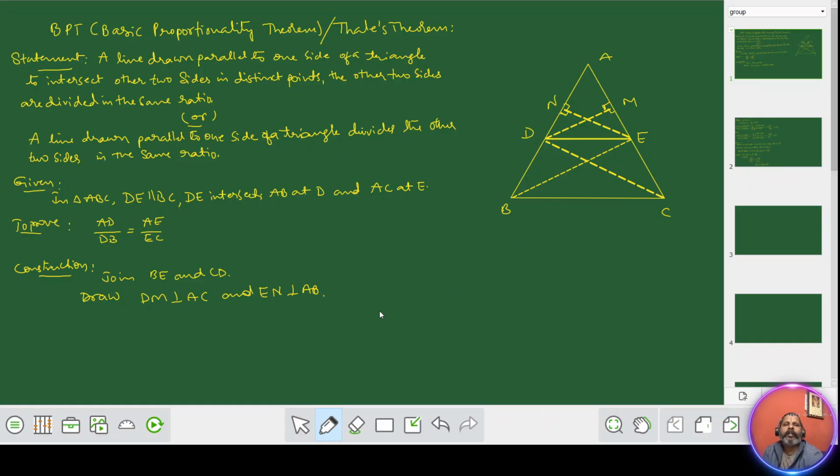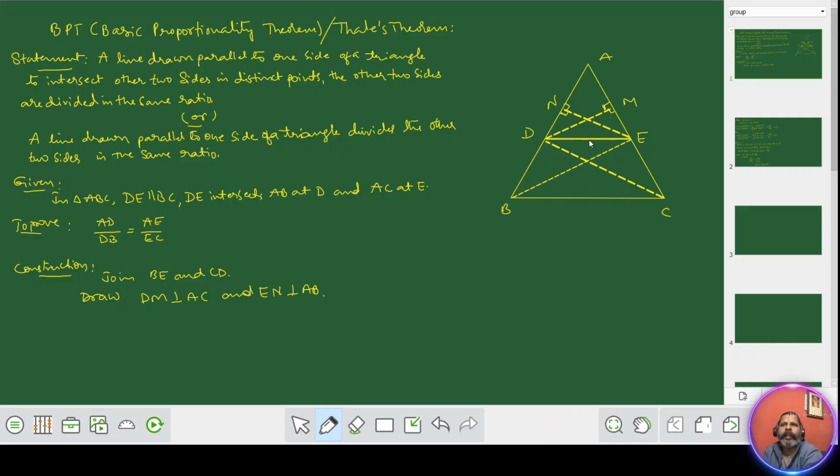Then the next part of the theorem is the construction. This construction may be optional in some theorems, but here it is required. The construction we want here is: we join BE and DC. That means, for the line drawn parallel to BC, we join the vertices D to C and B to E, the lower part you can see here.